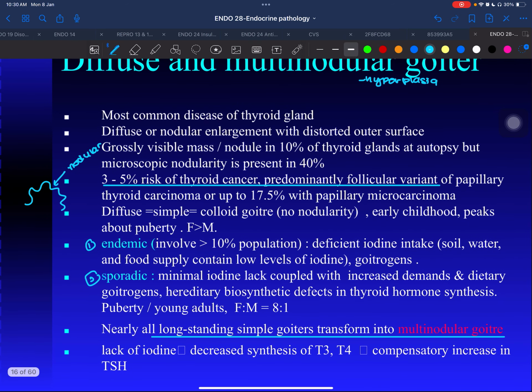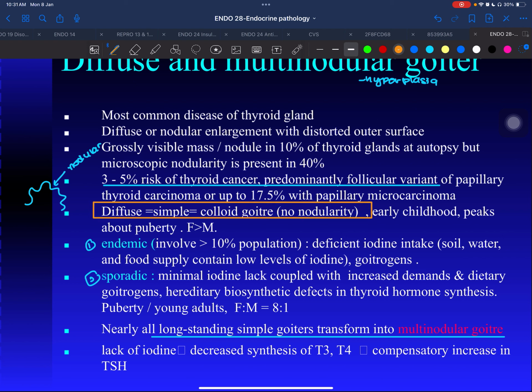Okay, diffuse goiter is also named simple goiter or colloid goiter. Same thing: diffuse, simple, colloid. Simple means it's not nodular. If it has many nodules, we call it multinodular.